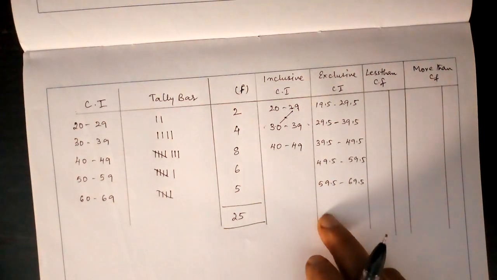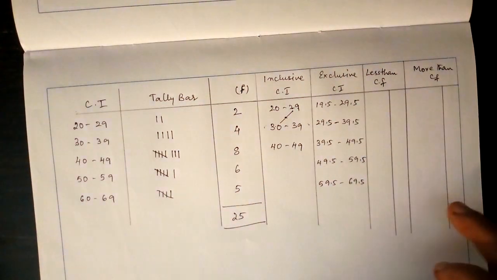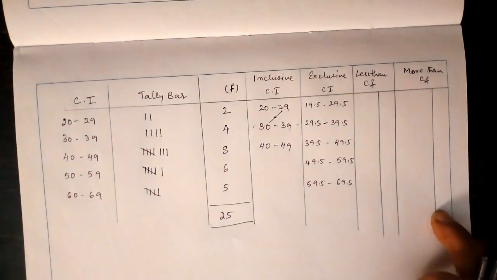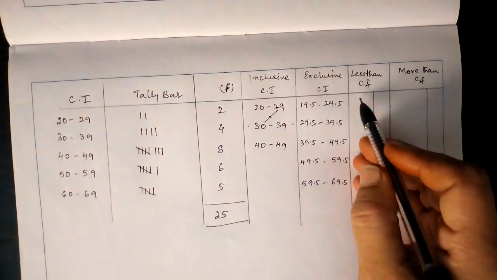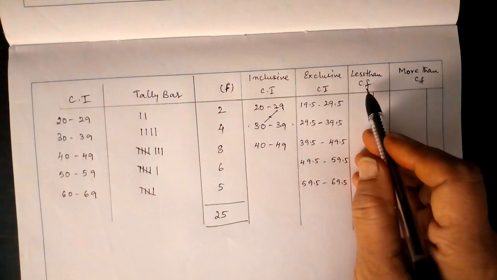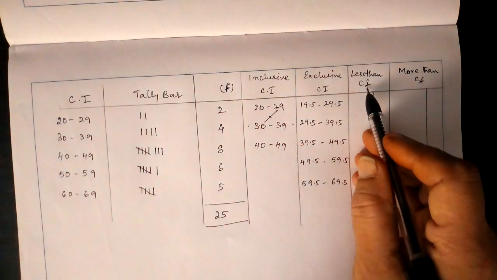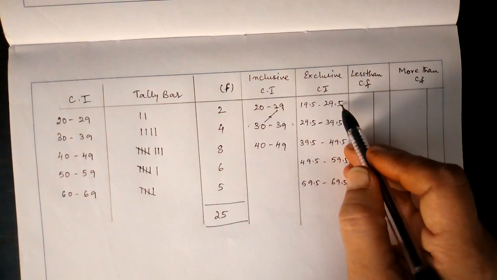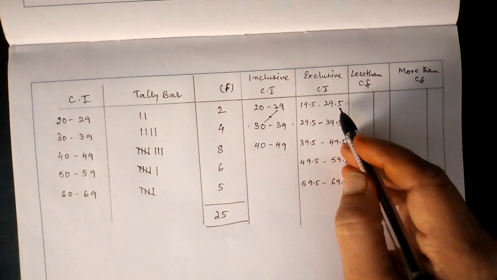This is the other one. I am putting all of them together so it becomes a revision. Then we have less than cumulative frequency. What is less than cumulative frequency? Here we must consider the upper limit of the class interval. So what is the upper limit?